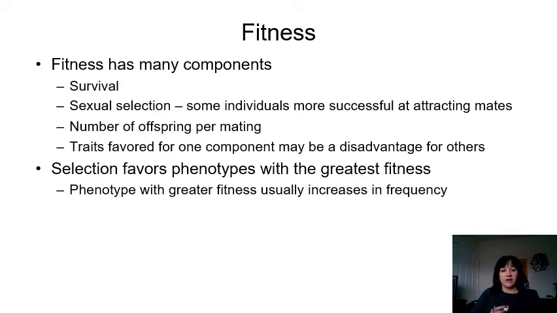So fitness can encompass things like traits that just allow an individual to survive, right? If you're dead, you can't reproduce. It could involve traits that allow an individual to be more successful at mating. Again, the more chances to mate, the more offspring. It could also be related to the number of offspring per mating. So if an individual is healthier, it's eating well, it's got lots of resources, it's probably going to have more offspring every time it mates.